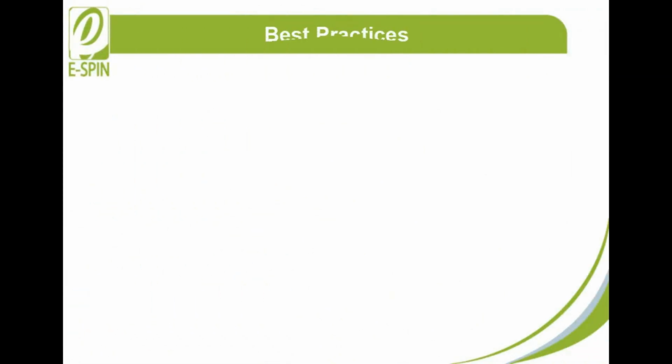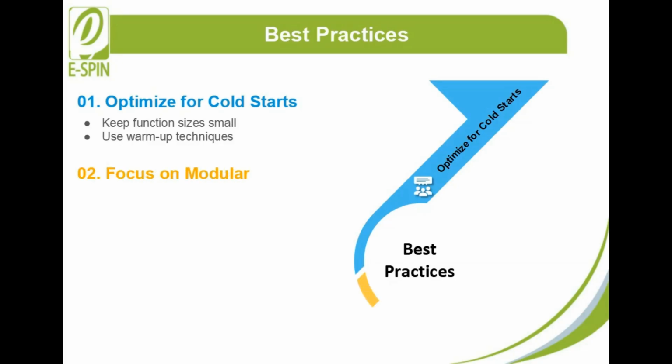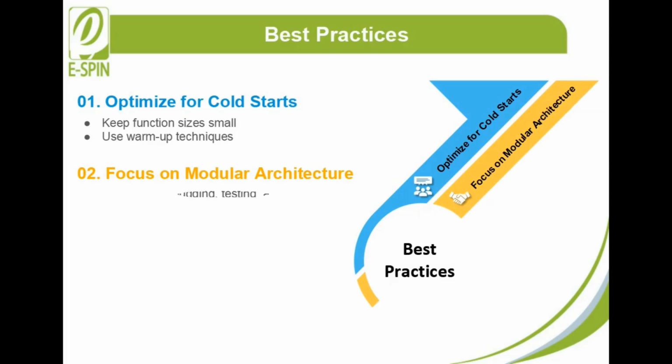Best practices. Optimize for cold starts. Developers should keep function sizes small. Breaking applications into smaller, more focused functions can improve performance. Warm-up techniques allow developers to keep functions warm by periodically invoking them to prevent cold starts. Focus on modular architecture: this modular approach enables easier debugging, testing, and deployment.